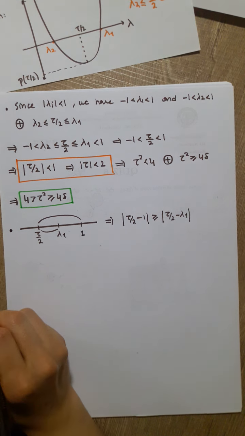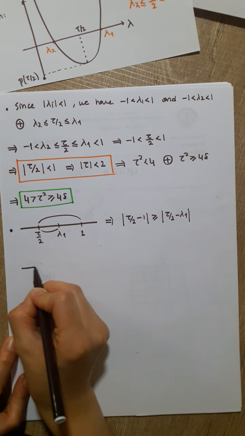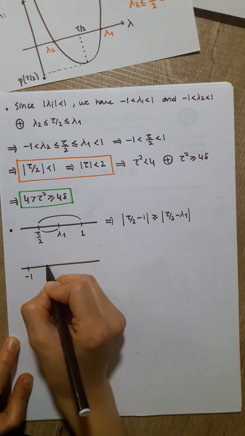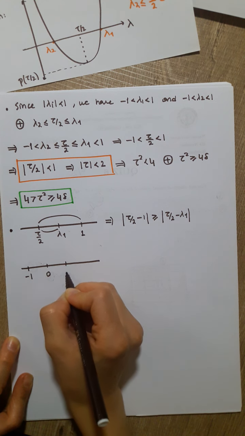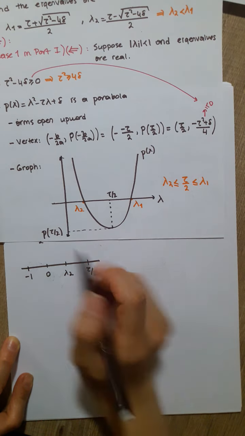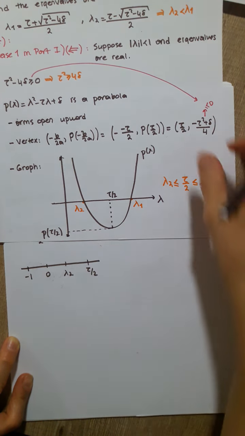On the other hand, I have this. Here we have minus 1. Here we have 0, lambda 2, and tau over 2 from here. I know this from the graph. Okay.